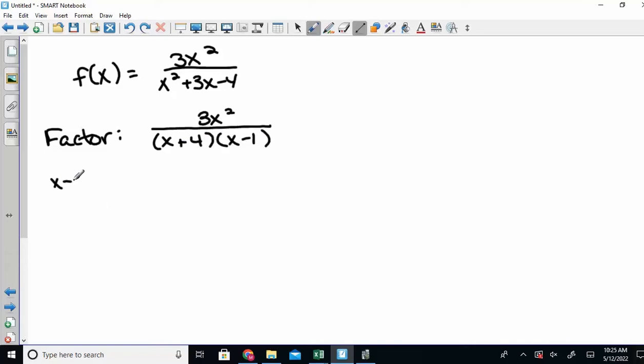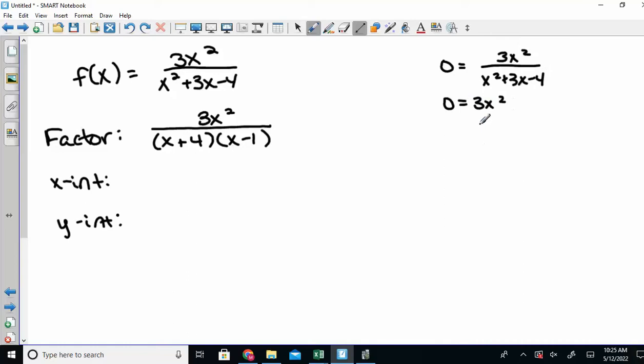Okay. Then I'm going to ask you for the x-intercept. Okay, x-intercept is when y equals 0. So if you set this whole fraction equal to 0, you'd multiply over the bottom, so you'd have 0 equals 3x squared. What do you get for your x? 0. So my x-intercept is 0.